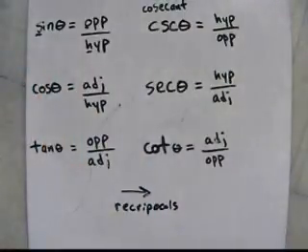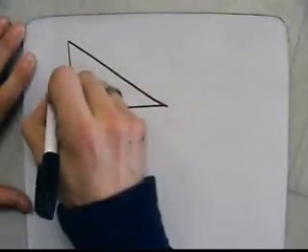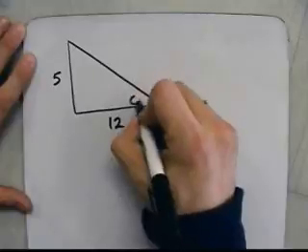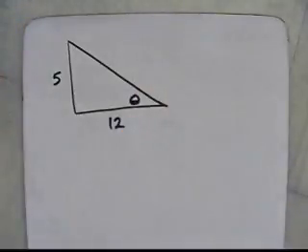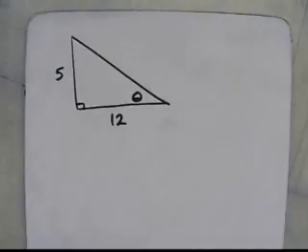Okay, so let's go ahead and see how this works, just real quick. Let's start with the right triangle. It looks something like so. Okay, so let's say this is our right triangle, and I've got a couple of the legs on the right triangle. I got 5 and I got 12. And I want to find the 6 trig functions of this triangle if I can.